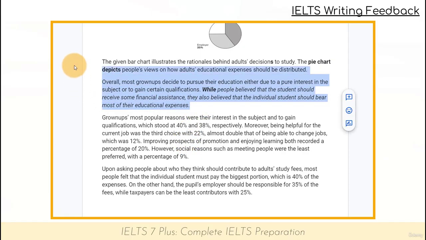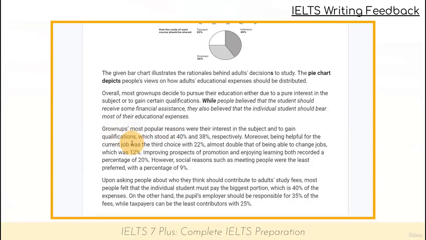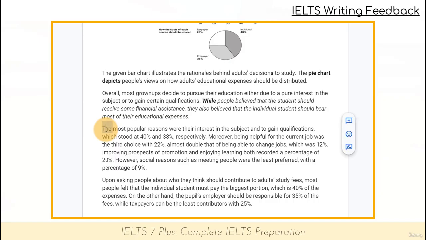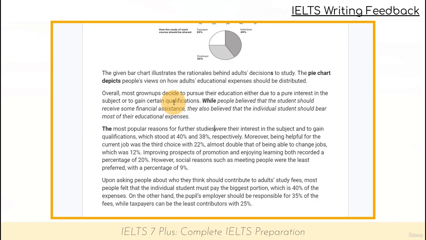Okay, so pretty good so far, I think. Few changes. Let's move into the detailed paragraph. Grown-ups, I probably wouldn't use that too much. Grown-ups, fine. It's a little bit unacademic. I would probably go with adults here. Many adults, or let's have a look. Adults, most adults. The most popular reasons, so this is where changes kind of need to be made. The most popular reasons for further studies. There we go. So a change in there.